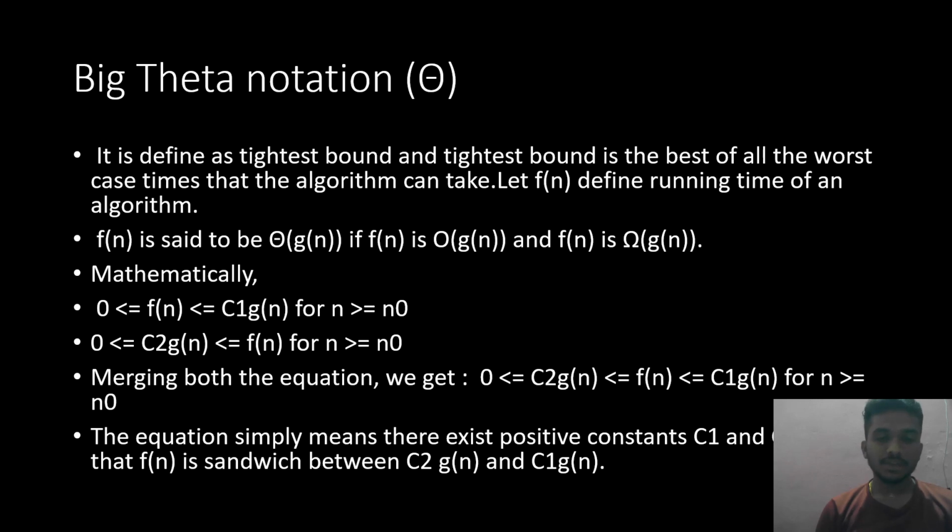Merging both the equations, we get 0 less than or equal to c2 g of n less than or equal to f of n less than or equal to c1 g of n for n greater than or equal to n naught. The equation simplified means there exist positive constants c1 and c2 such that f of n is sandwiched between c2 g of n and c1 g of n.